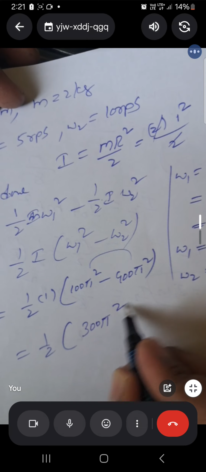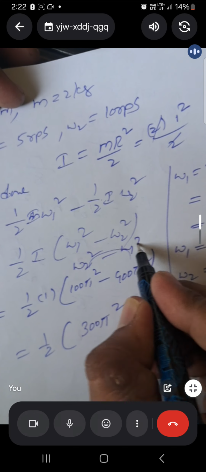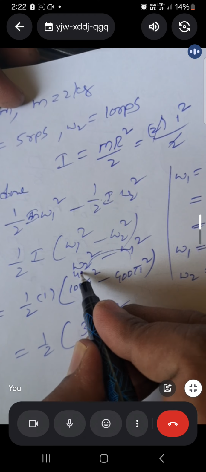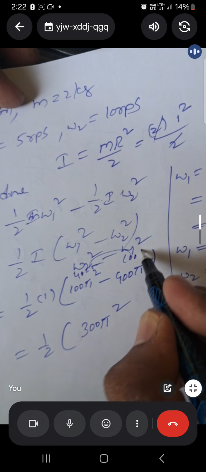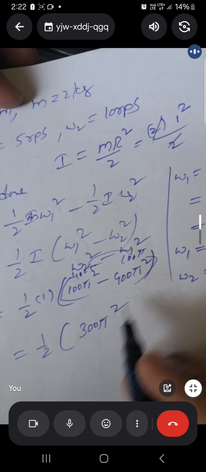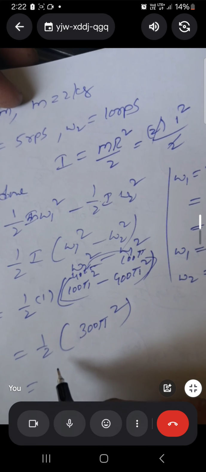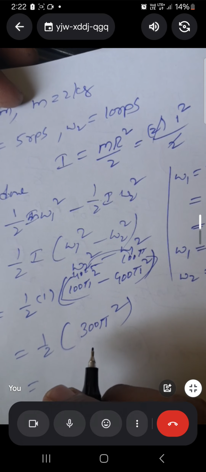That means here you can take omega 2 square minus omega 1 square. That means here you get 400 pi square and here 100 pi square, minus. You can neglect this one. So 300 pi square you get here. So 300 by 2, you can solve this one.